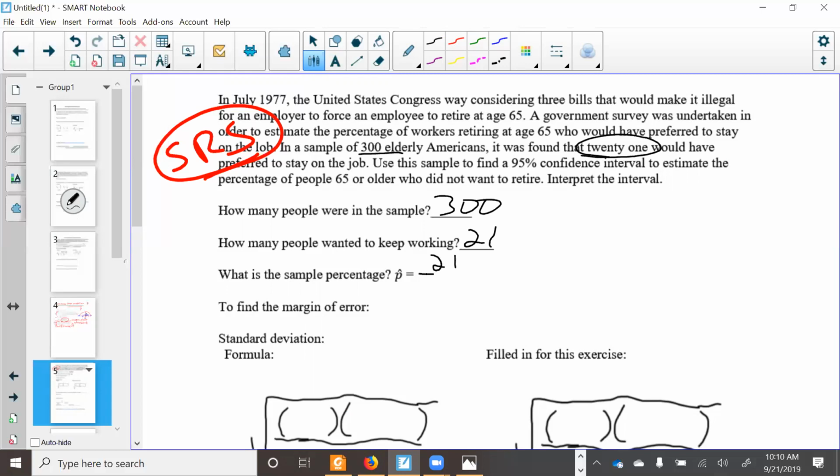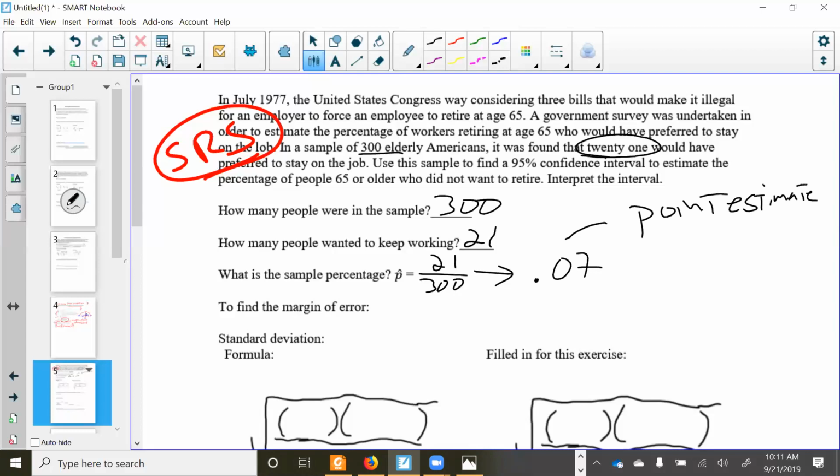Well, that's 21 over 300. And if we make that a percentage, or we can make it a proportion, 21 divided by 300 is 0.07, or 7%. So about 7% of people, based on the sample, still wanted to work. They were forced to retire back in 1977. So that's our point estimate, right? We know that's our p-hat. That's our point estimate of the percentage of people that were forced to retire back then.